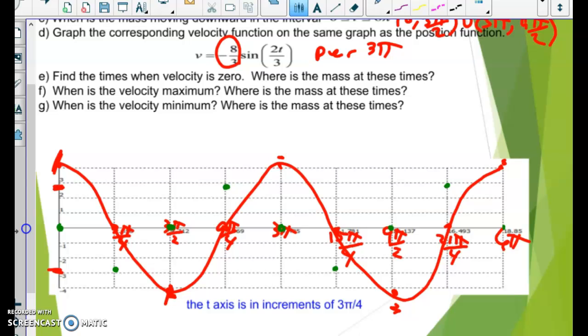So if I graph that, there is my velocity. And notice as the spring is going down, the velocity is negative. So the velocity being negative means it's going down.